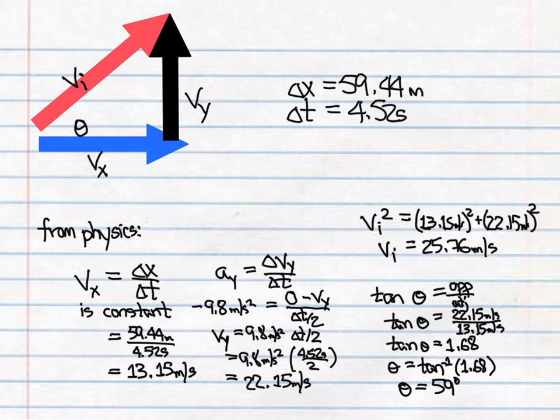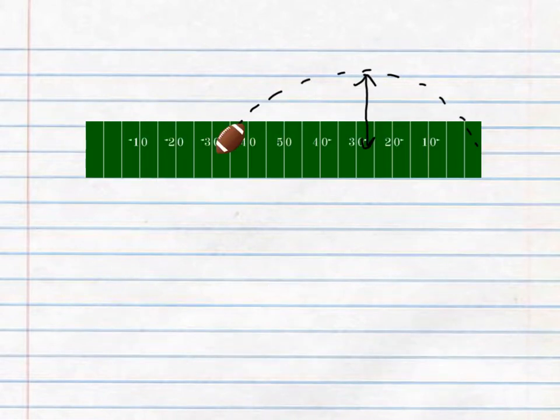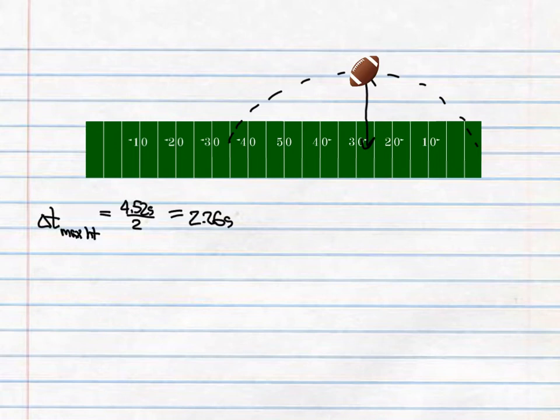Now what about the maximum height achieved by the ball? Here we can see that the football follows a parabola. So we want to know the time it takes to reach the max height. Well, that's just half the total time from kick to peak. That will give us 4.52 seconds as the true hang time divided by 2, or 2.26 seconds to the peak.